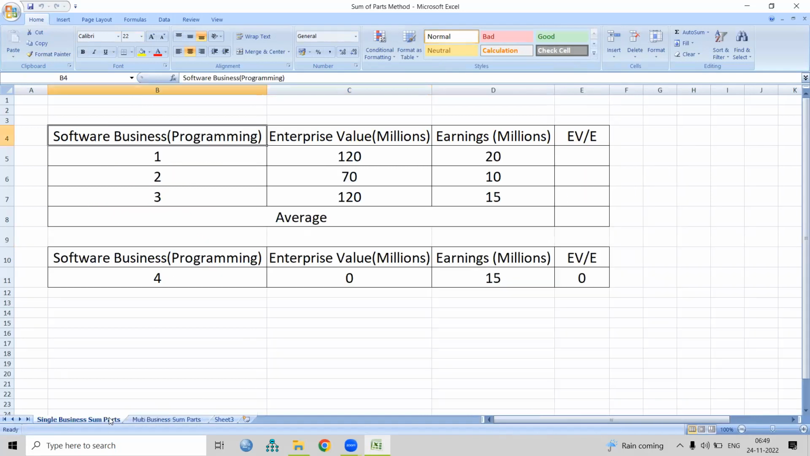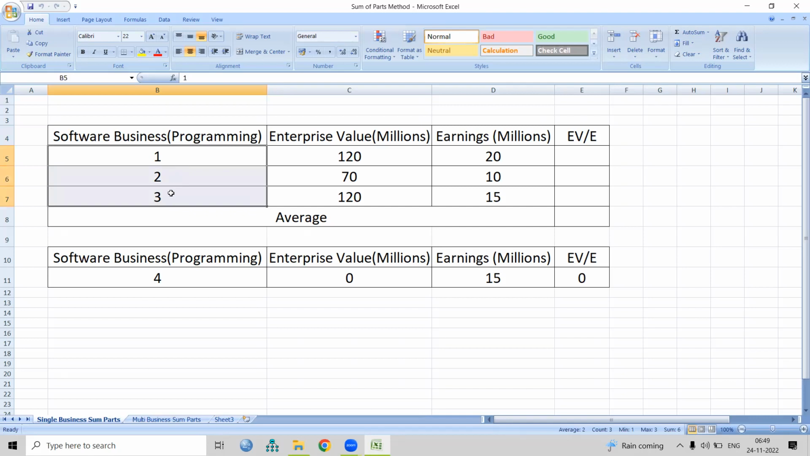So let's try to understand the valuation of the company based on the sum of parts method. What do we do in the case of the sum of parts method? First, we find out the similar business operations. For business operations which have many branches, we fix up the enterprise value. One example is given here. Let's consider a software business, basically a programming software business. We have division 1, division 2, division 3, right? These are the similar business operations divisions, correct?